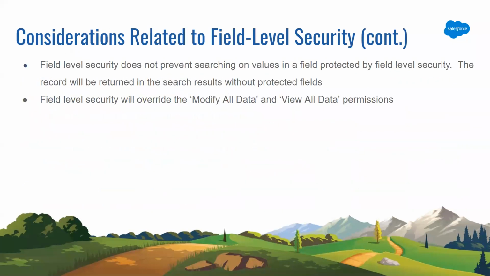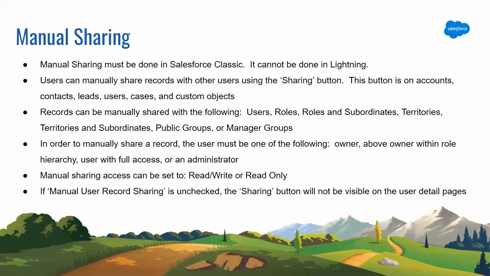So with the manual sharing, this I think is a little bit more straightforward. You can share certain records with the sharing button. This can only be done in Salesforce Classic and not Lightning. I wanted to just keep it in just in case, but I could see this as an area that's going to be phased out as more users adopt Lightning.